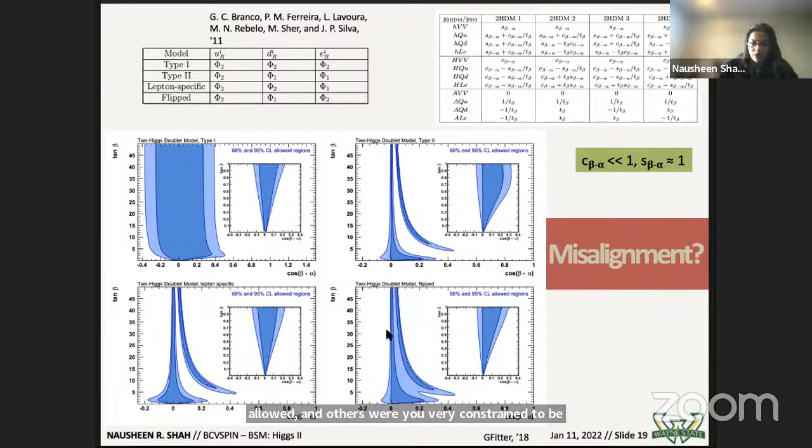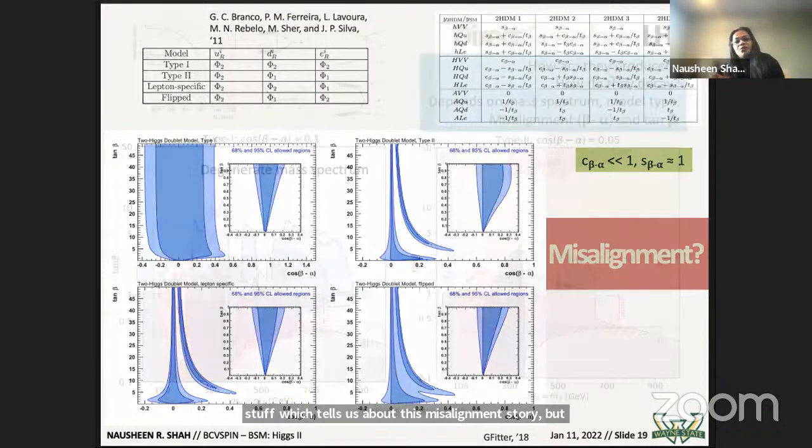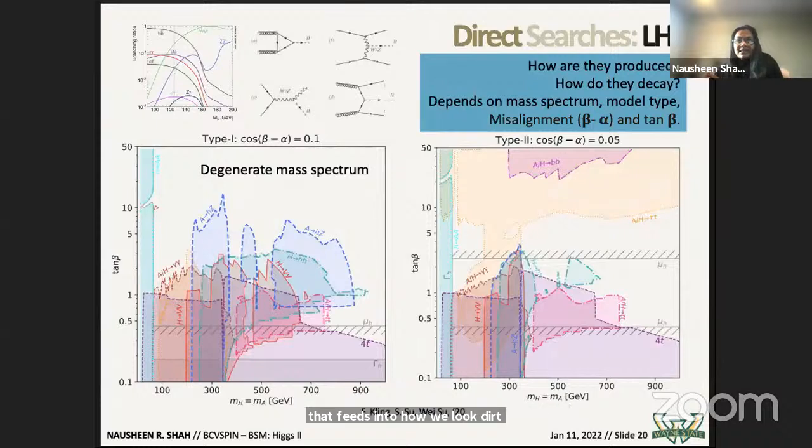I mean, alignment would be cos(β−α) = 0, right? And it does depend on tan β, which is again the ratio of the VEVs. Okay, so now, this is the Higgs precision stuff, which tells us about this misalignment story, but that feeds into how we look directly for these additional Higgses, okay?